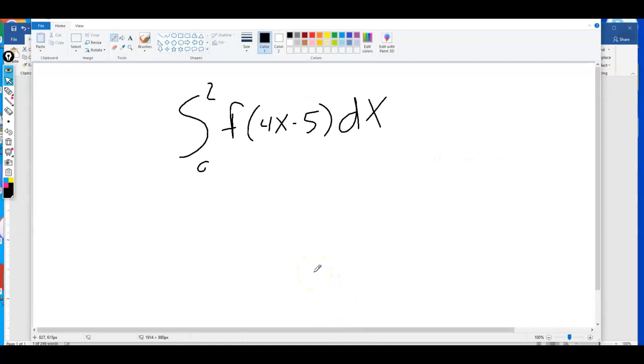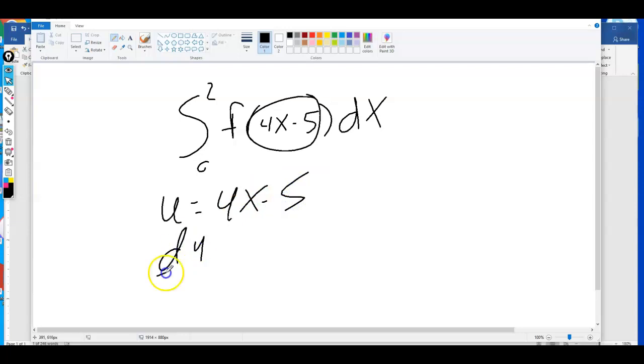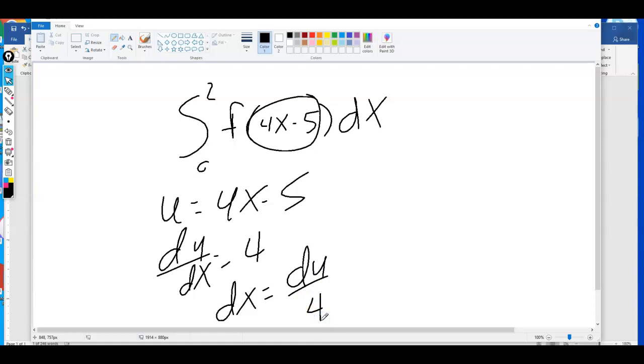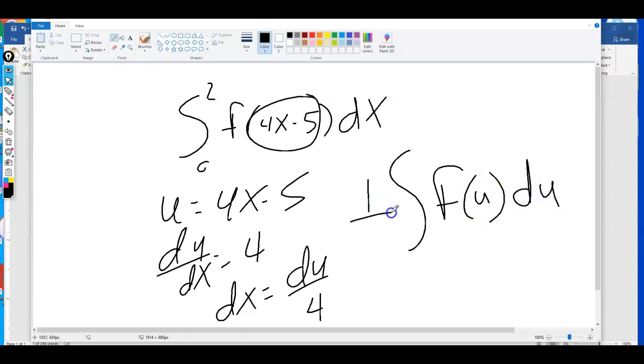The way we're going to do that is with u substitution. I'm going to take this expression here and say that it's u. I'm going to take the derivative of that with respect to x and get dx by itself. Then we come back up here and rewrite this integral. Now it's going to be f of u, and we replace the dx with du over 4, but I'll put the 1 over 4 in the front. Also, we need to change our limits.